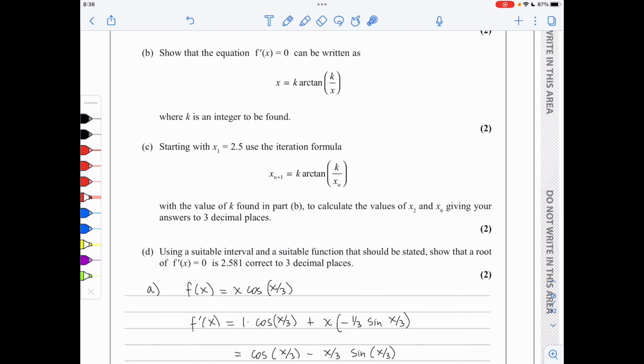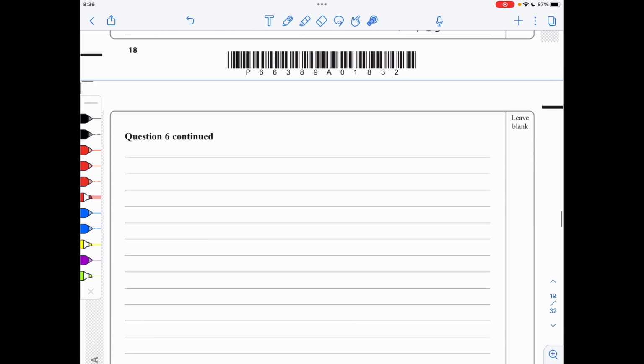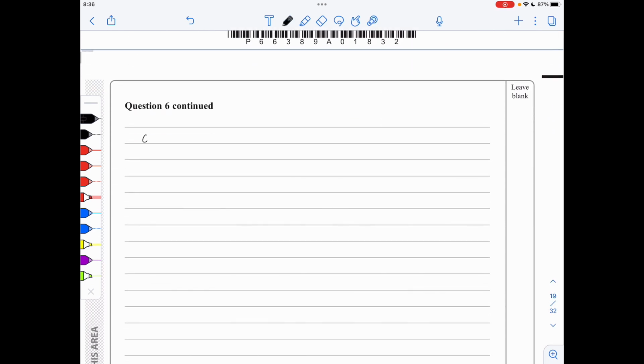In C, we need to use the iteration formula, starting with x1 is 2.5, to find x2 and x6 to 3 decimal places. So we are using the calculator here. We start with x1 being 2.5, plugging in this initial value into the given iteration formula. We get that x2 is 2.628, and if we continue doing that, we end up with x6 being 2.586.